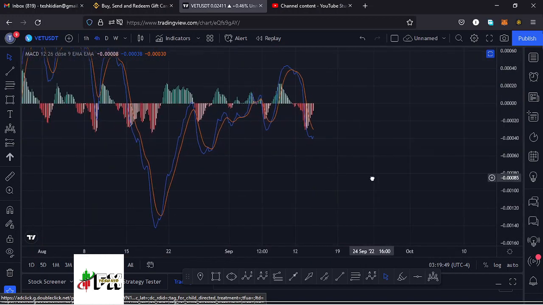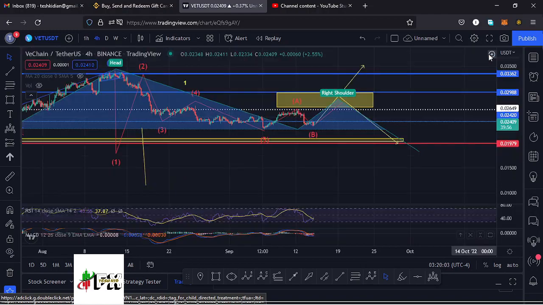Here on the MACD, we had printed a bearish crossover here, but you can see we are losing the selling volume, and that we might be able to print a bullish cross. So let's be patient and see how that plays out, and I'll keep you updated.